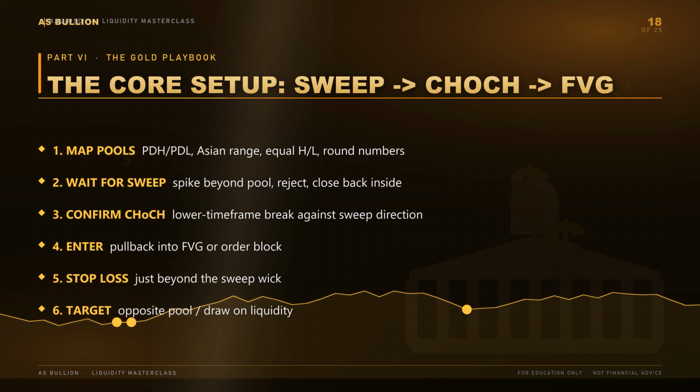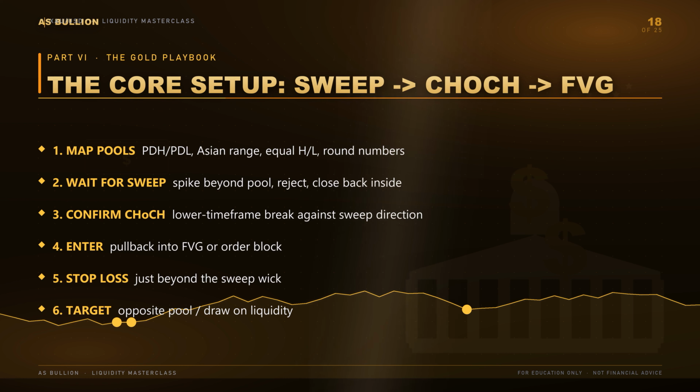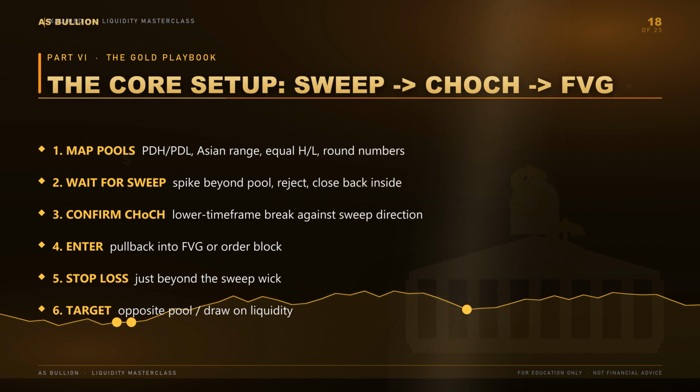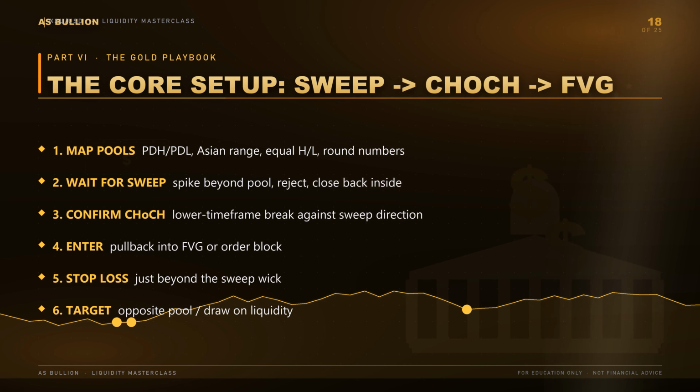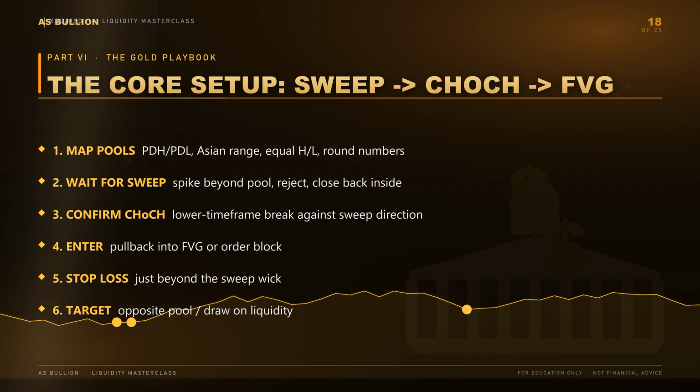Step 2. Wait for a sweep. Price spikes beyond a pool and rejects, leaving a long wick and closing back inside. Step 3. Confirm with a change of character on the lower time frame, such as the 5-minute or 15-minute, against the sweep direction. Step 4. Enter on the pullback into the resulting fair value gap or order block.